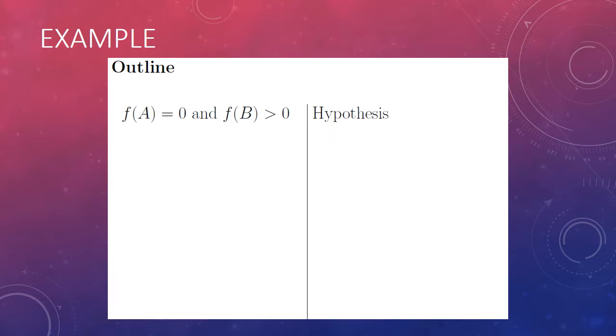The first, of course, is just to write down what the hypothesis was, that we have 2 points A, B on a line, and that F of A is 0 and F of B is positive. Next, let's start with part 1, which is the first half of what we wanted to show, that the ray AB is a subset of all the points P on the line such that F of P is non-negative. That's what we want to show.